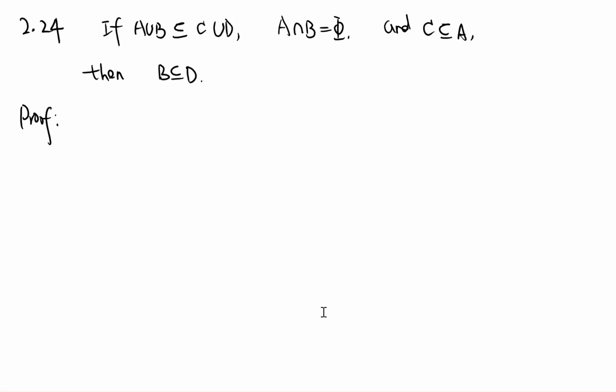Here's 2.24. We're given a few conditions. A union B is a subset of C union D, A intersecting B is the empty set, and C is a subset of A, and we're asked to prove that B is a subset of D.